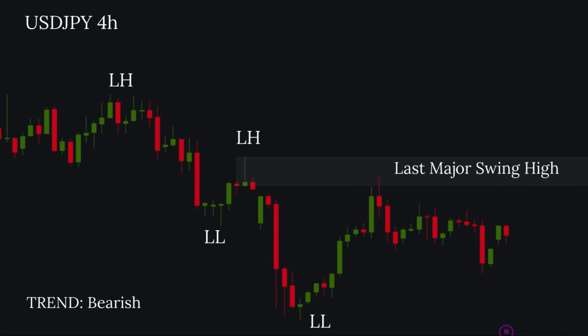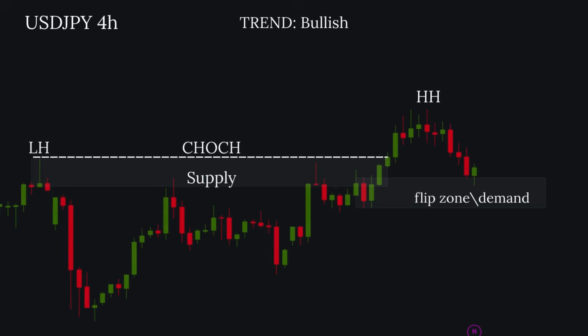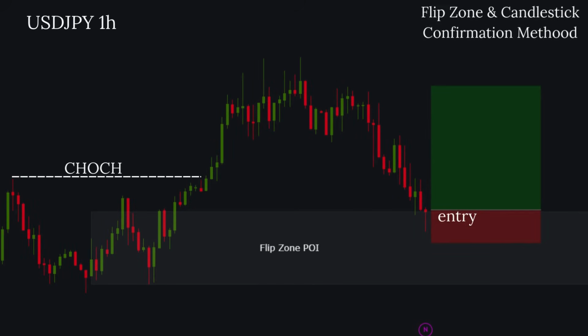Instead of continuing lower on the 4-hour, price suddenly breaks through the last major swing high. This move traps sellers who were still expecting the downtrend to continue. Once that happens, price retraces to test the broken zone, what we call the flip zone. This is where we drop down to the 1-hour time frame to refine our entry. At this level, we look for a candlestick confirmation to serve as our trigger, giving us precision and confidence.